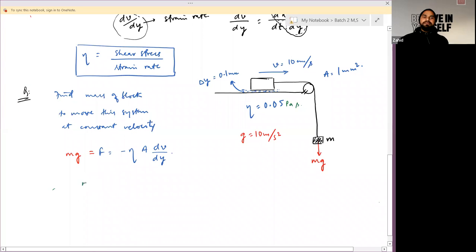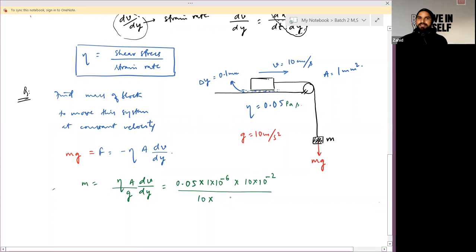Let me solve. Mass equals eta A dV by dy divided by gravity. Eta is 0.05. Area of liquid film is 1 mm square, so we can write 1 × 10⁻⁶. Velocity is 10 centimeter, so just multiply it by 10⁻² to convert it to meter. Divide by gravity, which is 10. And dy is 0.1 mm, so it will be 0.1 × 10⁻³.